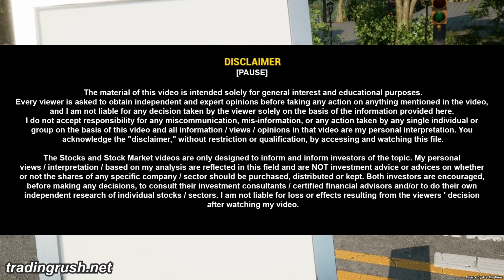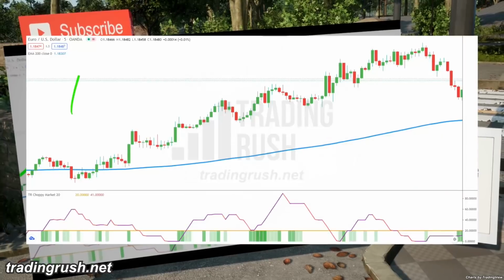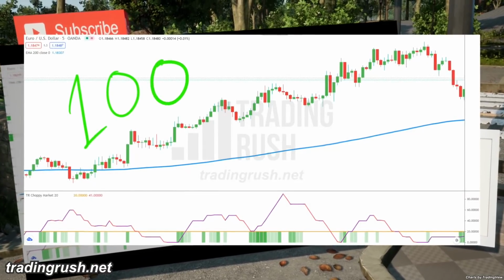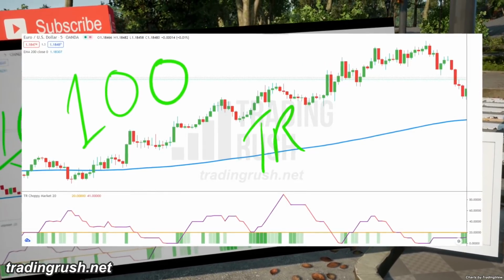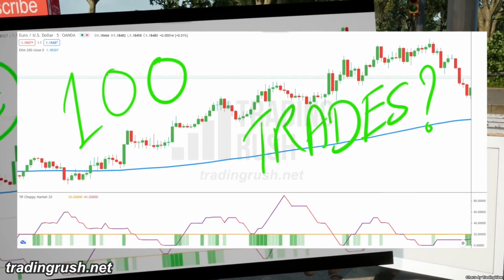I made a trading indicator that disappears in the choppy markets, so you don't have to lose money in them. We are also going to take more than 100 trades with this disappearing indicator to see if it actually increases the win rate of a trading strategy.